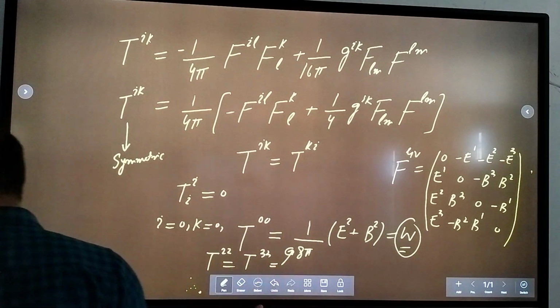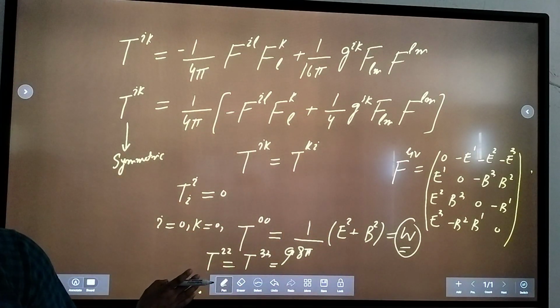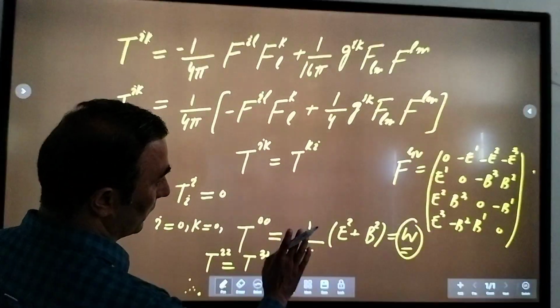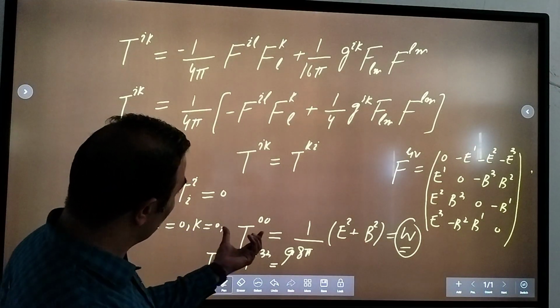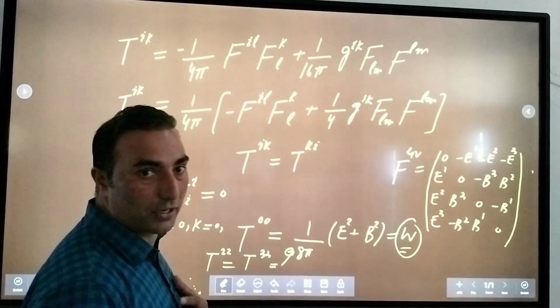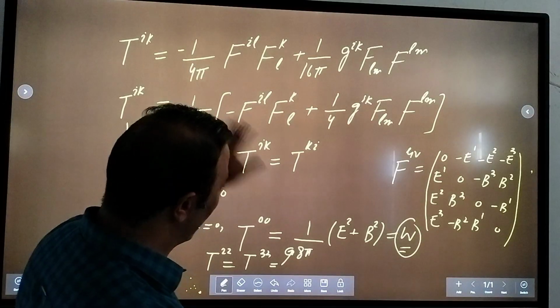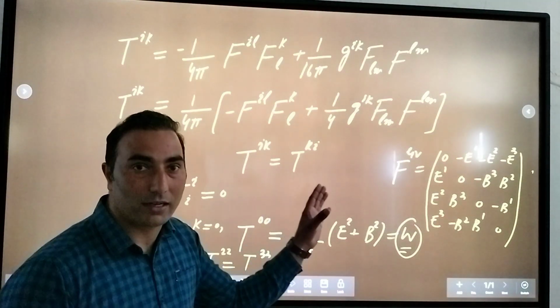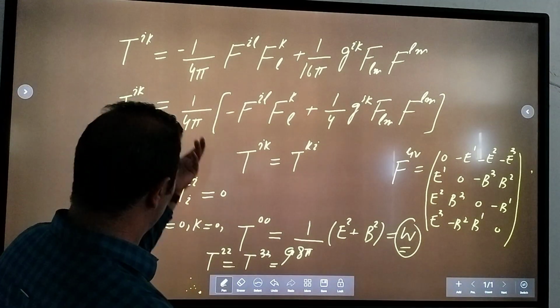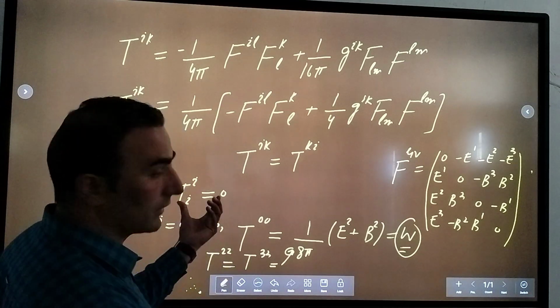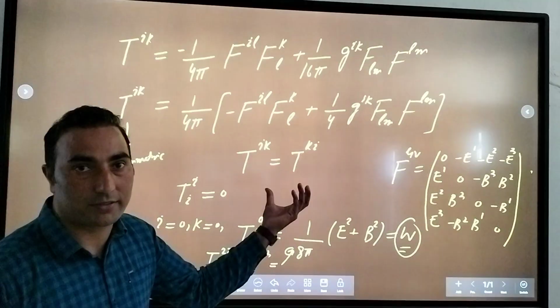Now, if you calculate T of i k otherwise, that cannot be put in diagonal form, right? So putting i equal to 0, k equal to 0, you are getting the energy density of the electromagnetic field. Maybe in the next lecture we will discuss how we can get the Maxwell stress tensor from this T of i k. So maybe in the coming lecture we will discuss. Okay, thank you.